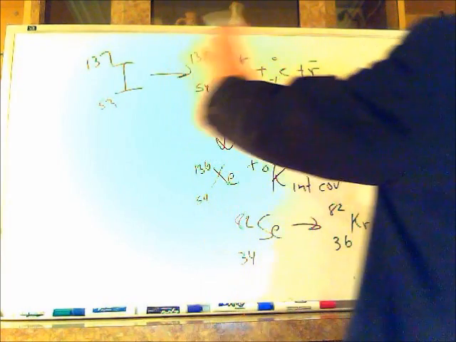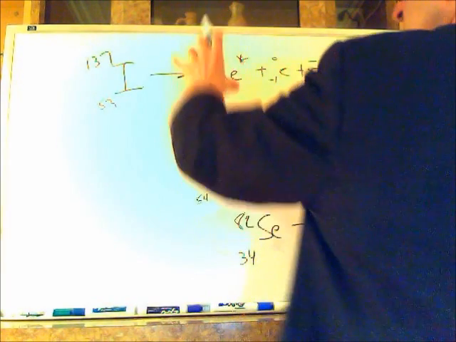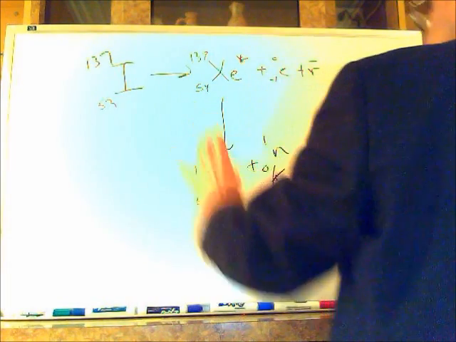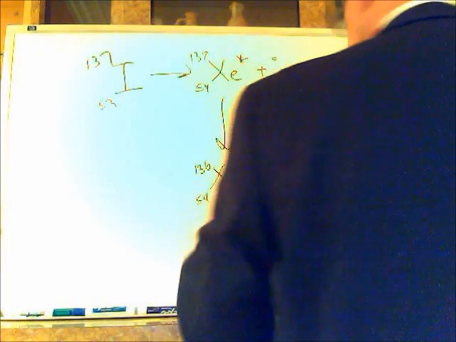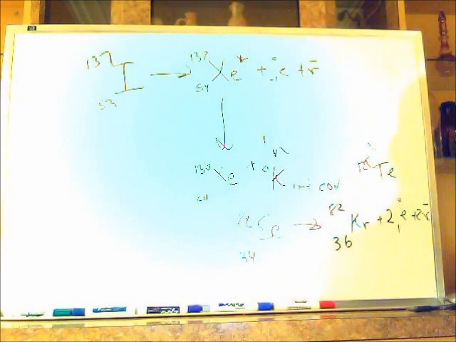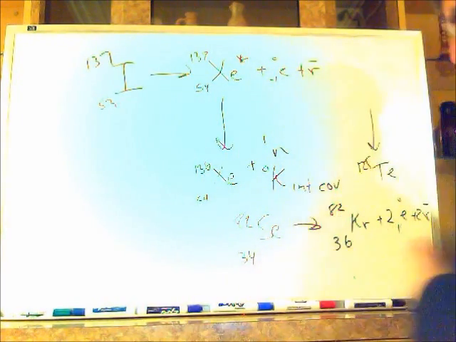So this is a delayed particle emission. First this forms, a beta particle is given off, then the excited state decays by giving off a neutron and forming the stable isotope. So that concludes this entire chapter.